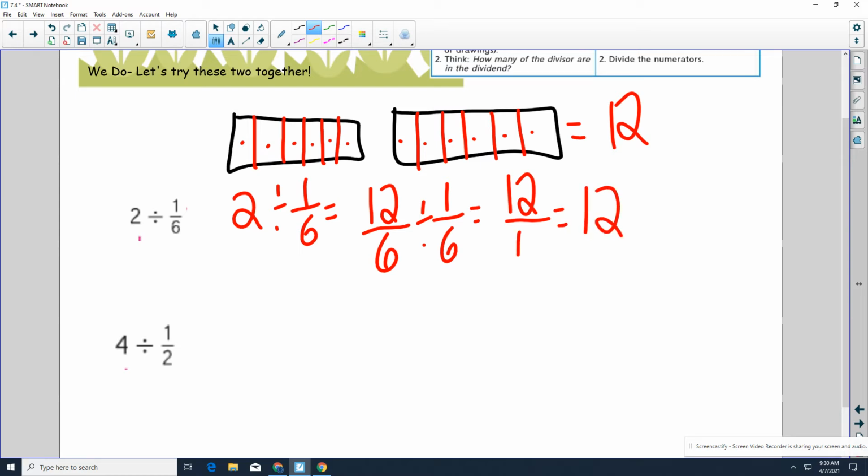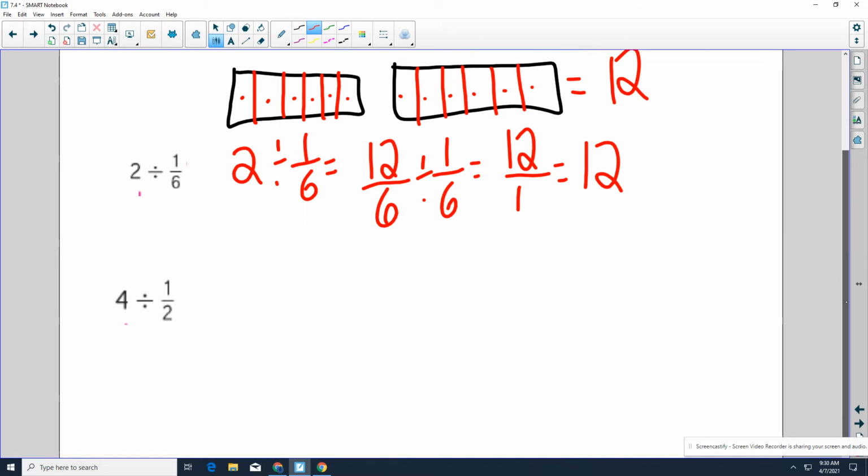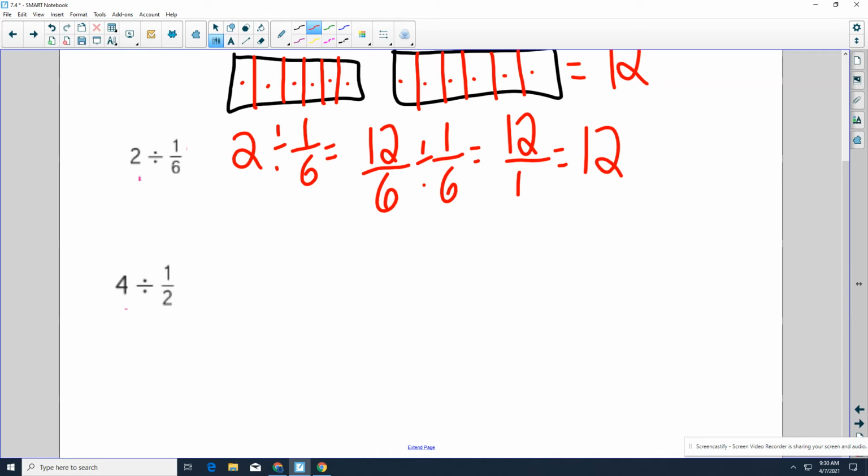So you can see you could use a picture there, or you could use the algorithm and go through those steps. I like to use the algorithm because when you get into larger numbers and larger fractions, it takes a little bit more time to draw it out. You can do that either way.